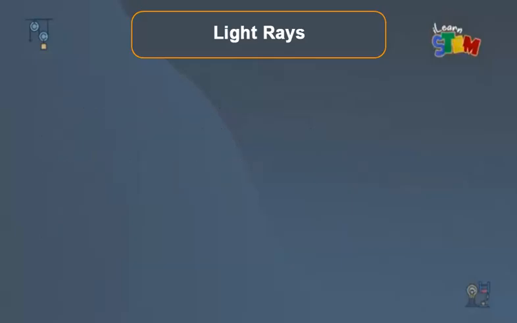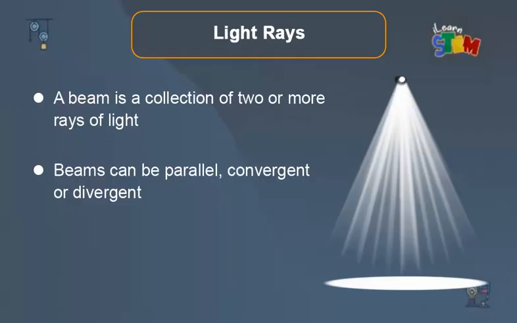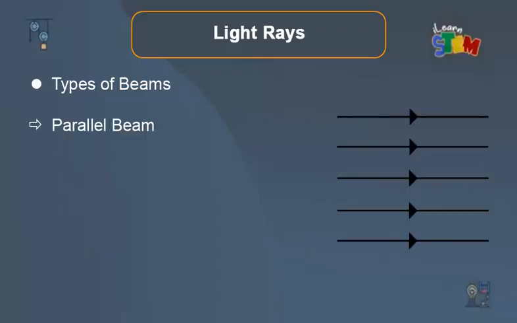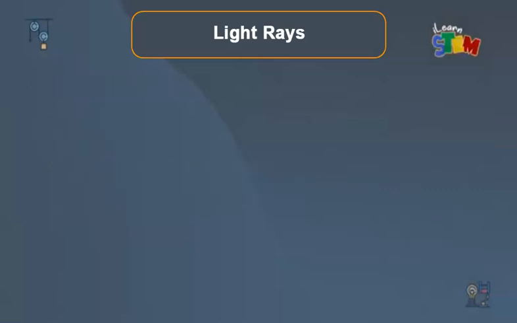Now, beam. A beam is a collection of two or more rays of light. Beams can be parallel, convergent, or divergent. Types of beams. Parallel beam. These are light rays traveling in the same direction, without converging or diverging. Example: light from the sun.